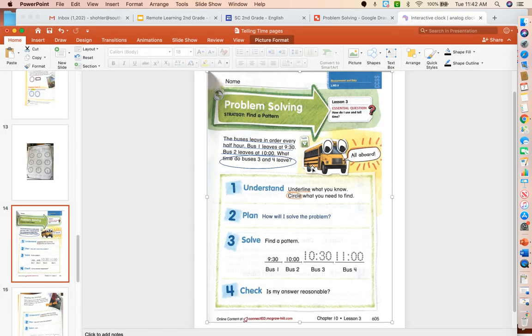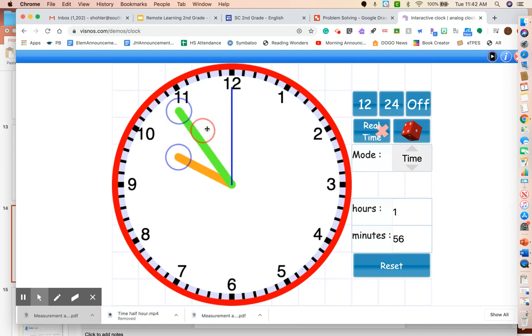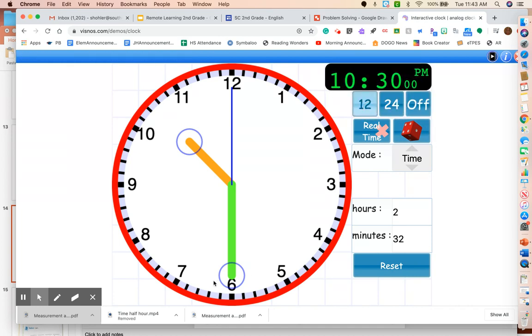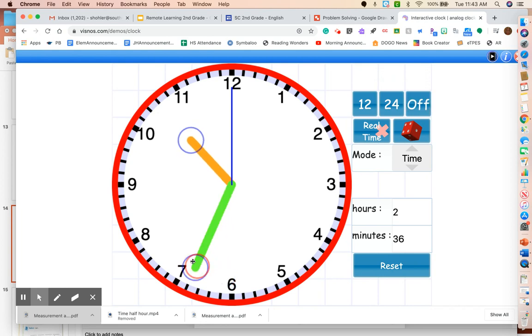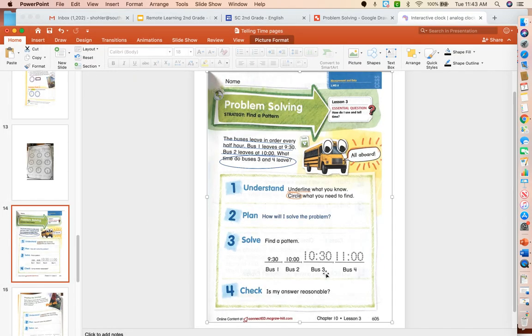Back to this, it says at 9:30 bus 1 leaves, and they leave every half an hour. So 9:30, and then we move a half of an hour. This is bus 2, so bus 2 is leaving at 10. Bus 3 would be, what time is this? Should be 10:30. And bus 4 should be another half hour, 11 o'clock. So on your paper, you should trace 10:30 and 11 o'clock.